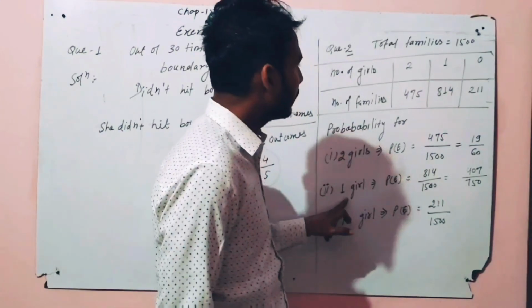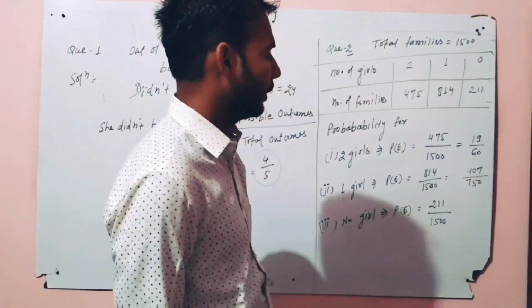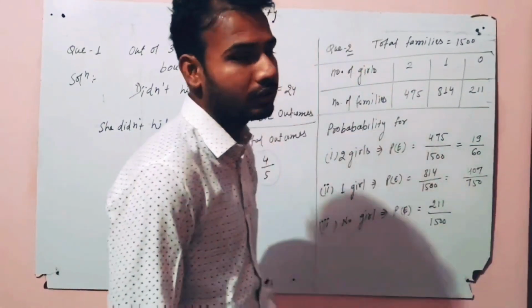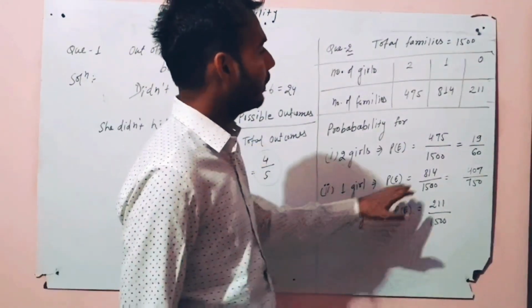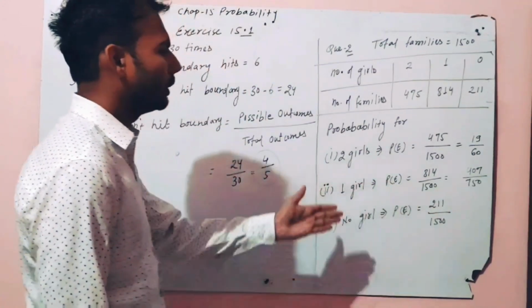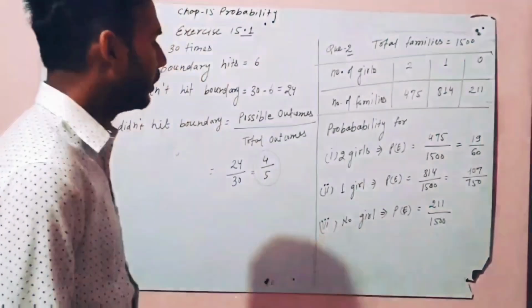So one girl, we have to take out one girl. You can see in the table 814. So 814 upon 1500, both are divisible by 2. So 407 upon 750. So no girl is 211 upon 1500. They are not both divisible, so we'll keep the answer the same, 211 upon 1500.